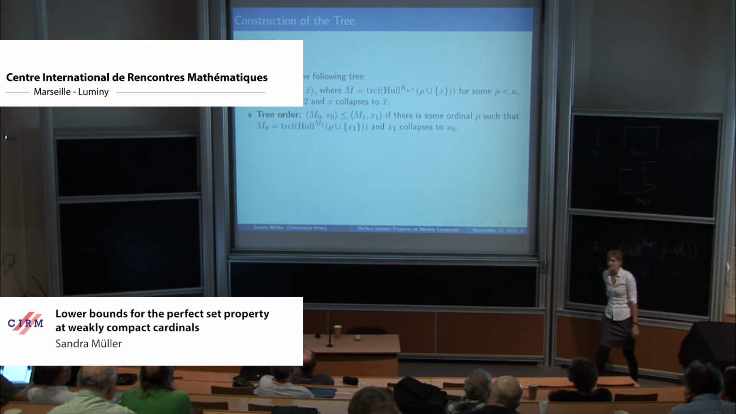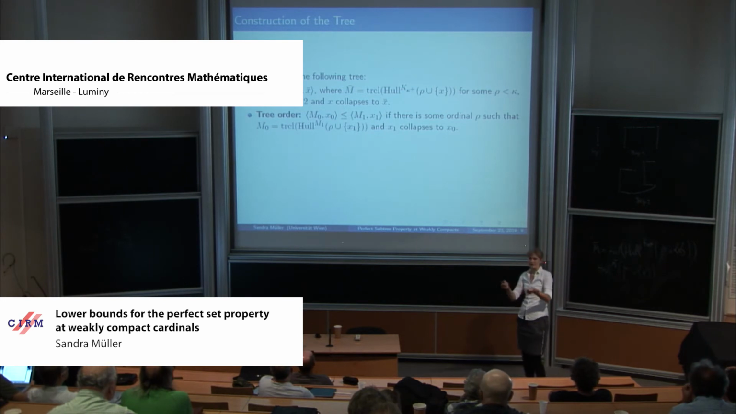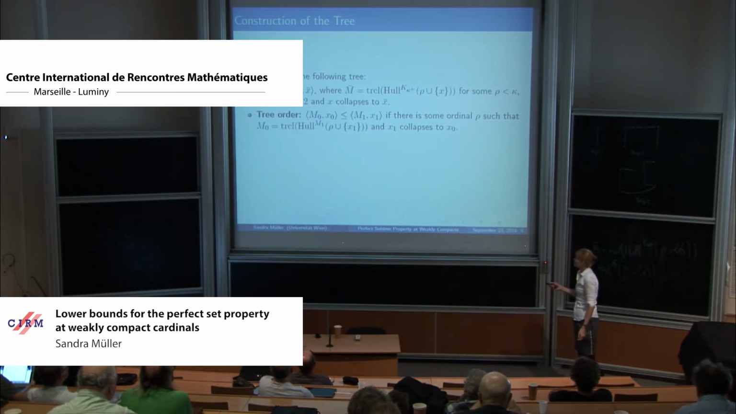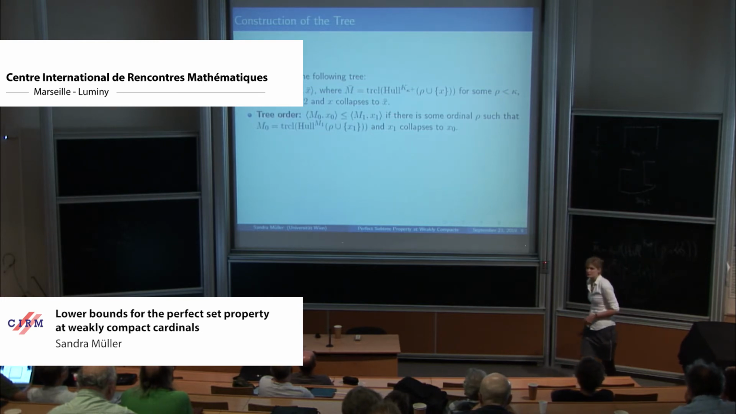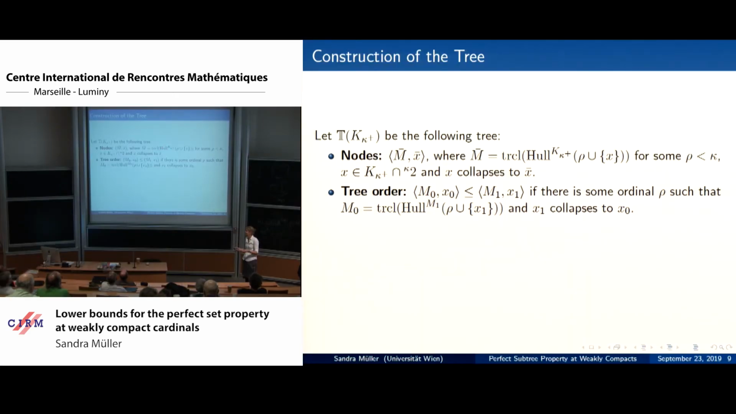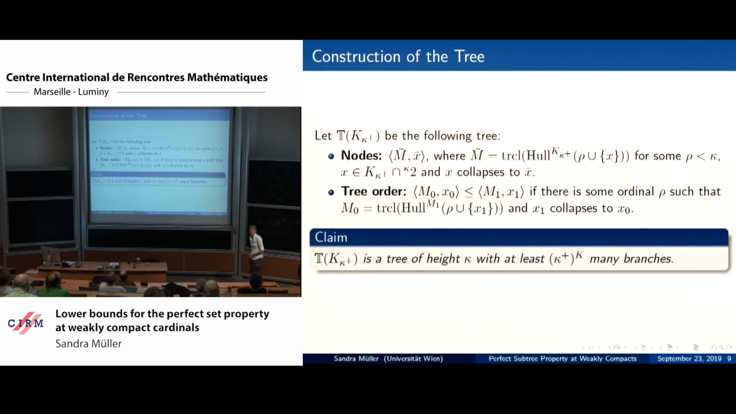This is how the tree is going to look. The tree order is defined by one thing being the collapse of the other. So M0, X0 is less than or equal to M1, X1 if there's some ordinal rho such that M0 is not only the collapse of the hull in K, it's also the collapse of the hull in M1, the larger one, of rho and this set X1, and this X1 collapses to X0. And of course, there's something to check. We need to check that this actually is a tree, that it's a tree of height kappa, and that it has at least kappa plus of K many branches.